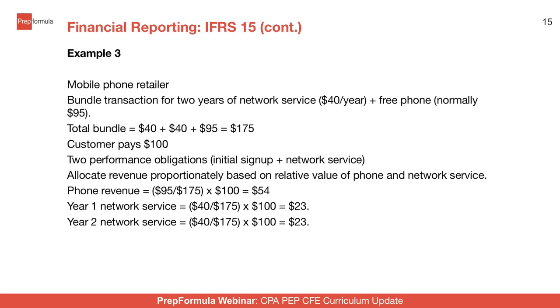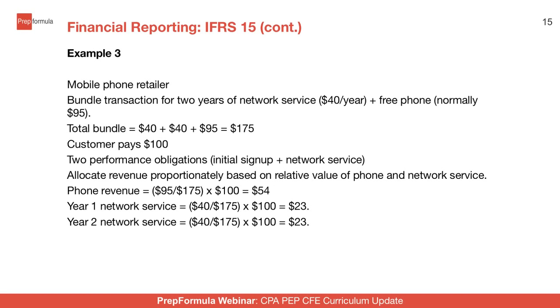So the third example. Someone's asking, what do you do in example 2? Yes, basically, you would recognize that $95. Now, example 3 is a bundled transaction. Let's say this is a mobile phone retailer. There's a bundled transaction for 2 years of network service at $40 a year, plus a free phone.